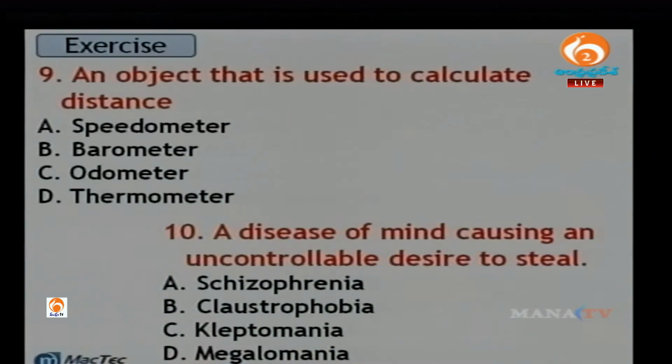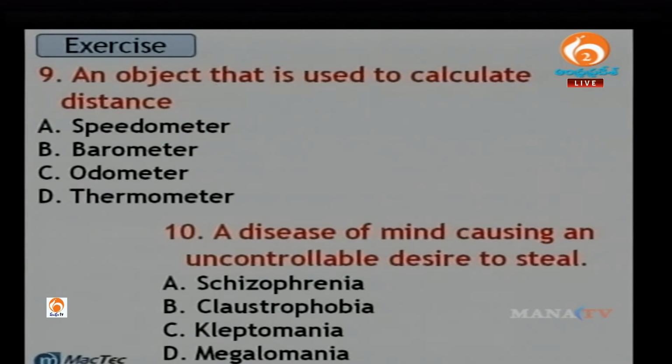For example, if you are going on a drive to a nearby town, you just want to calculate the distance only for that particular journey. That's called a trip meter. Odometer is that number counter which keeps on moving whenever the bike or car is running. It's basically calculating the distance. An object that is used to calculate distance.